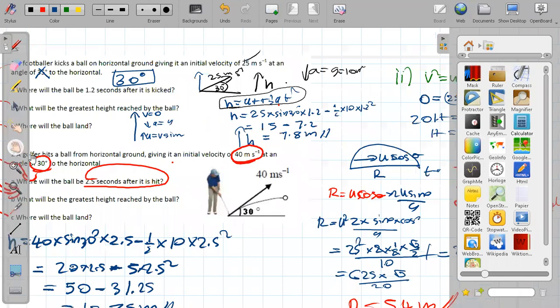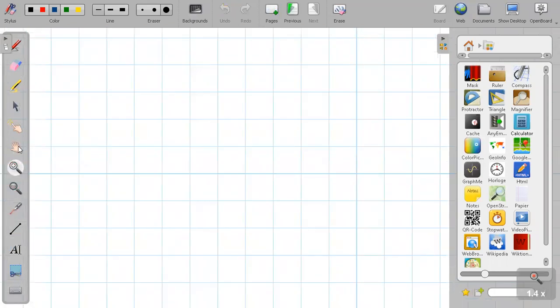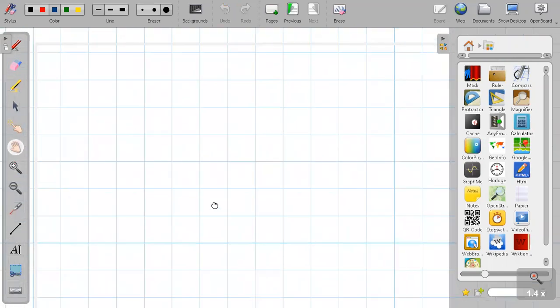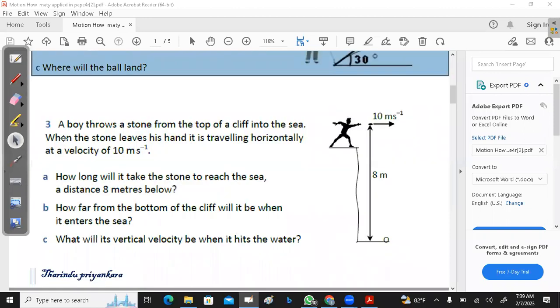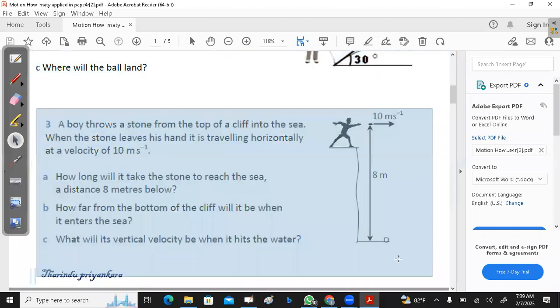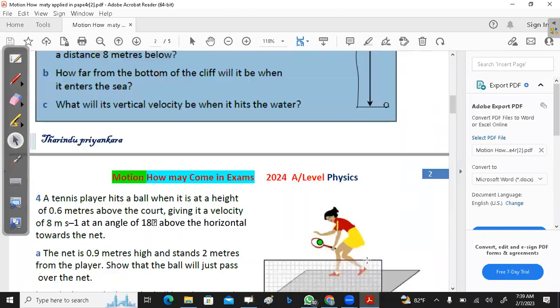These are really babies. This one is really essential. Let's do one by one.